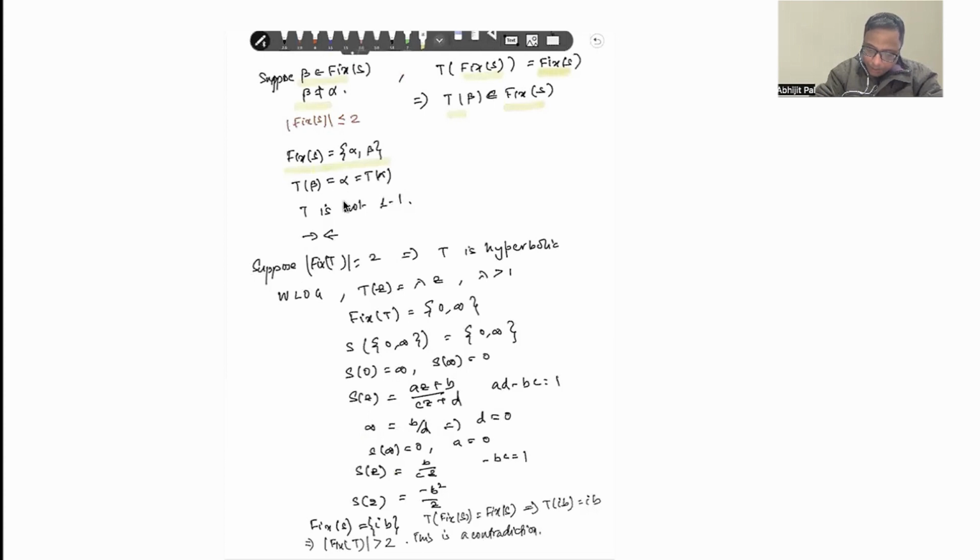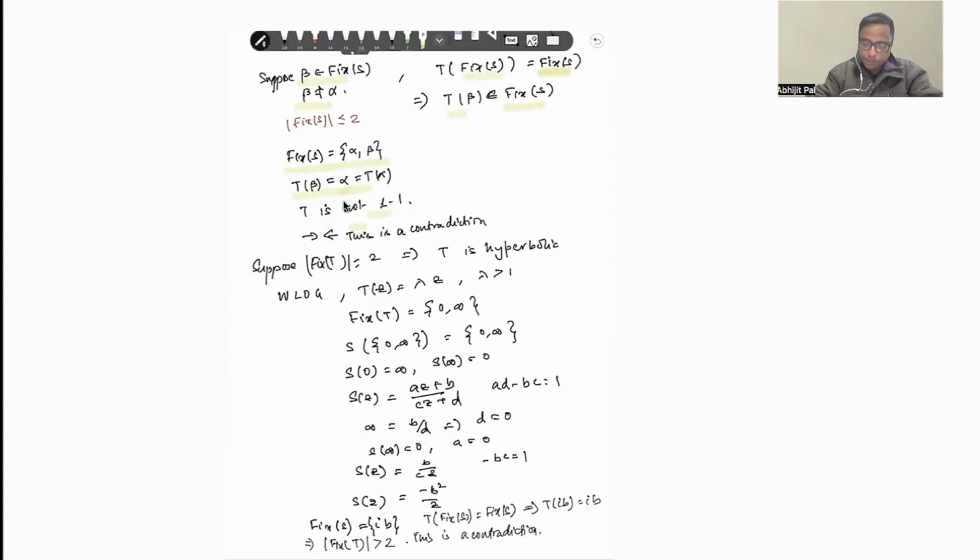So the fixed point set of T is just a singleton set. Therefore, T of alpha is equal to alpha. And T of beta cannot be beta, because the fixed point set of T is exactly the singleton set. So T of beta is equal to alpha. So this proves that this T is not a 1-1 map. So this is a contradiction.